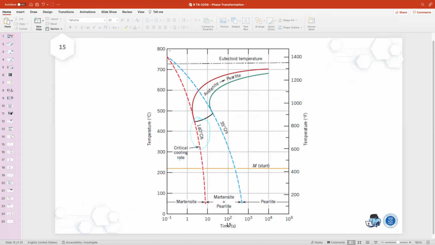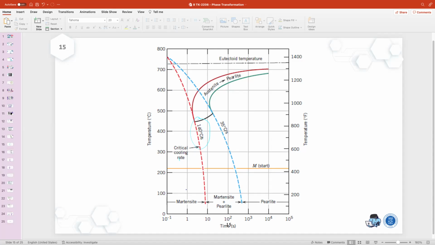Okay, let's say I cool the steel at, for example, 50 degrees Celsius per second. Maybe only 20 degrees, less than that. Yeah, less than that, 20 degrees Celsius per second. Then you will end up with pearlite. Okay, if you have a cooling rate between 35 and 140 degrees Celsius, you will end up with martensite and pearlite. And if it is higher than 140 degrees Celsius per second, the critical cooling rate, you will get martensite.